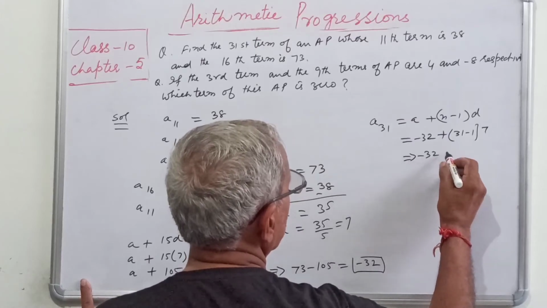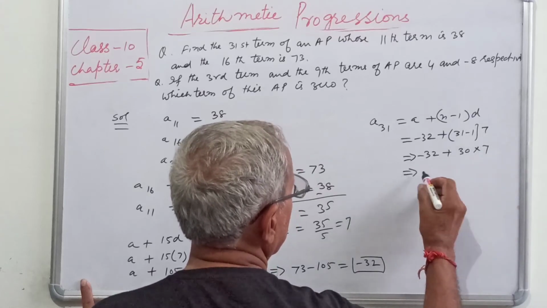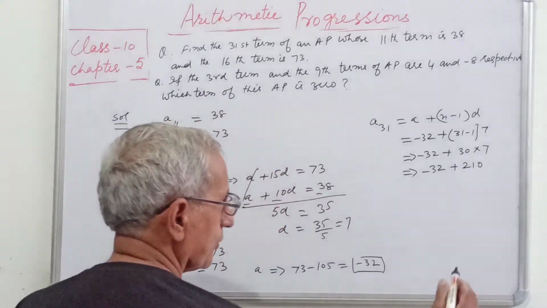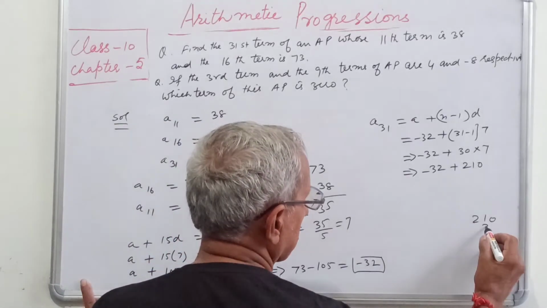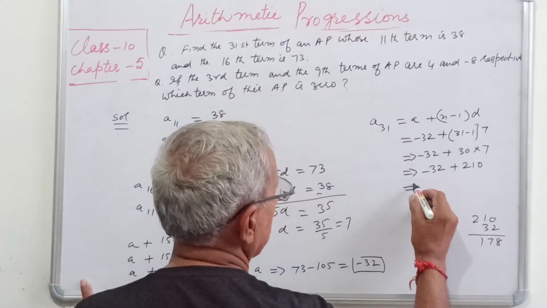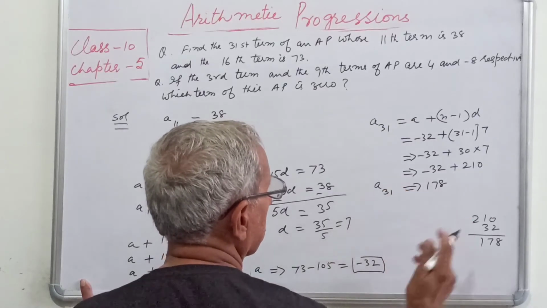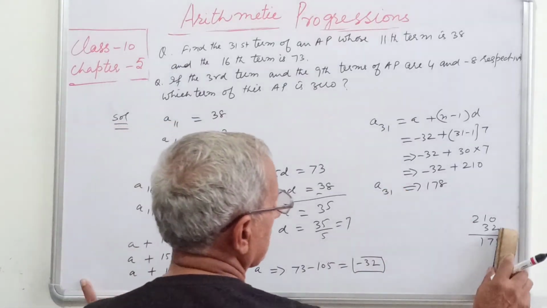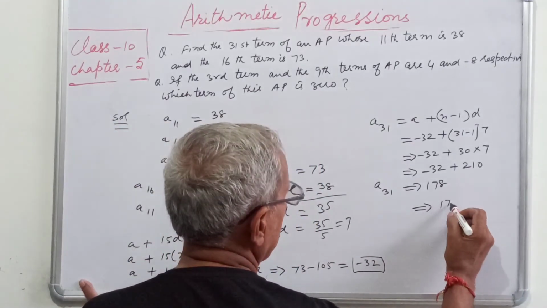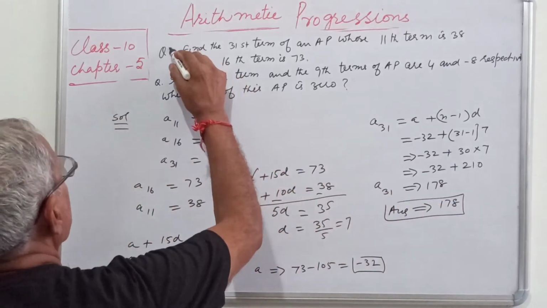So minus 32 plus 30 multiplied by 7, that is minus 32 plus 210. Subtracting 32 from 210 gives 178. So the 31st term will be 178. The answer is 178. This is the answer for this question.